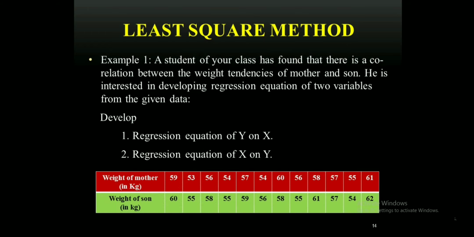Least square method can be illustrated with the help of a problem statement. A student of your class has found that there is a correlation between the weights of mother and son. He is interested in developing a regression equation of two variables from the given data. We need to develop here the regression equation of x on y and the regression equation of y on x. Mother's and son's weight in kilograms is given, which can be considered as variables x and y in the next slide.